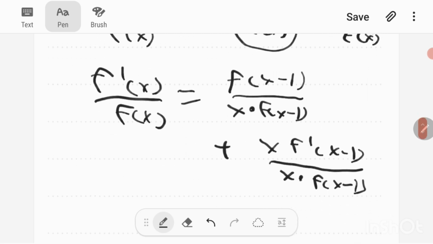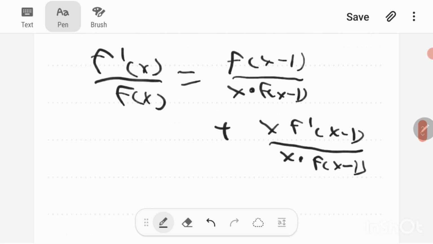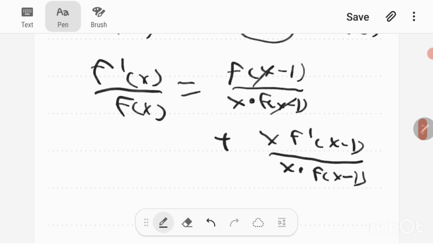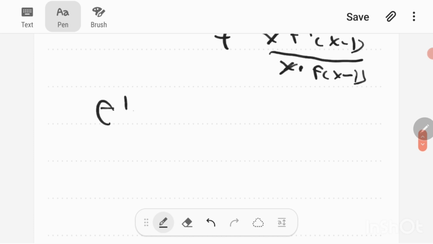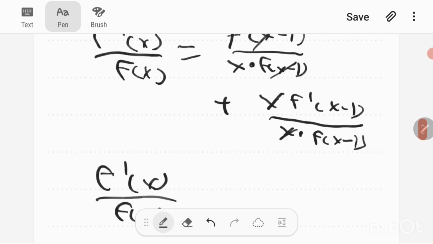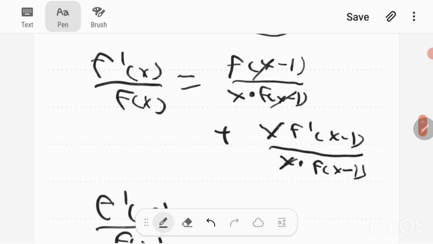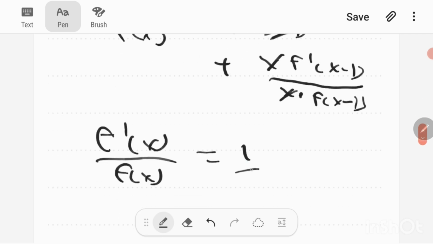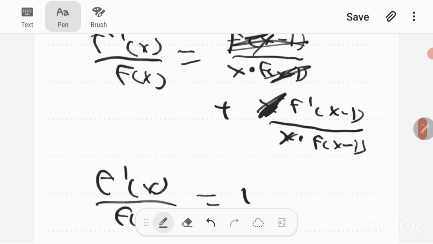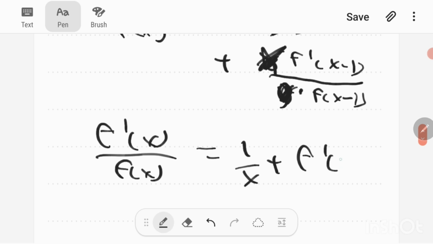And we notice something interesting. The f of x minus 1 from the first term cancels out in the numerator and denominator, and then the x in the numerator and denominator of the second term cancel out with each other. This gives us a simplified expression for f prime of x divided by f of x, which is equal to, let's simplify this again for visual clarification. The x cancels out, and we are left with 1 over x plus f prime of x minus 1 divided by f of x minus 1.